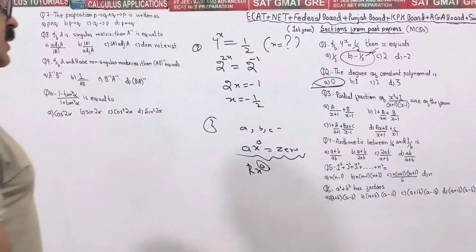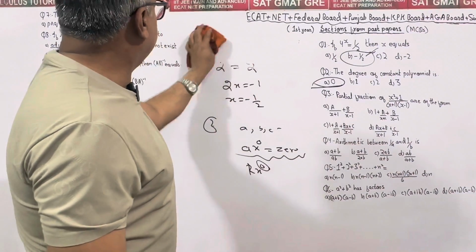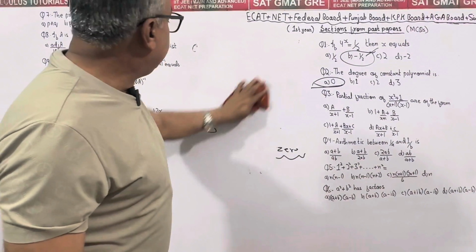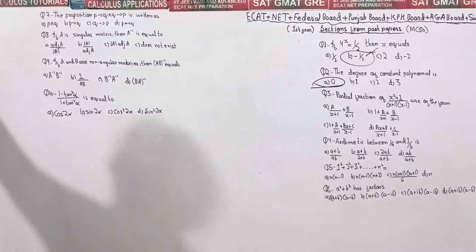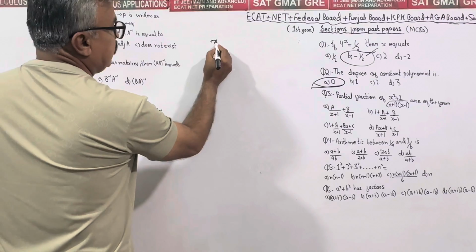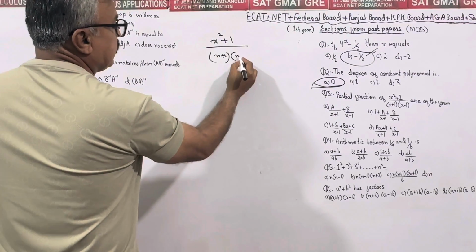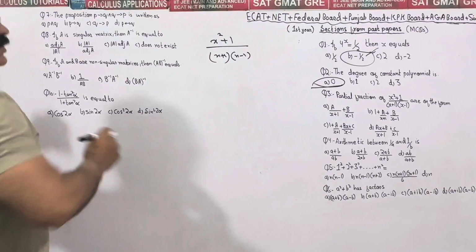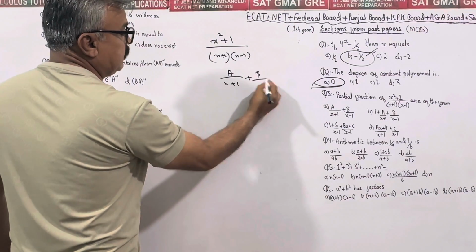Question number 3, a good question. To me, it's a really good one. It reads as: partial fraction for x square plus 1 over x plus 1 times x minus 1. Students in haste write a over x plus 1 plus b over x minus 1.